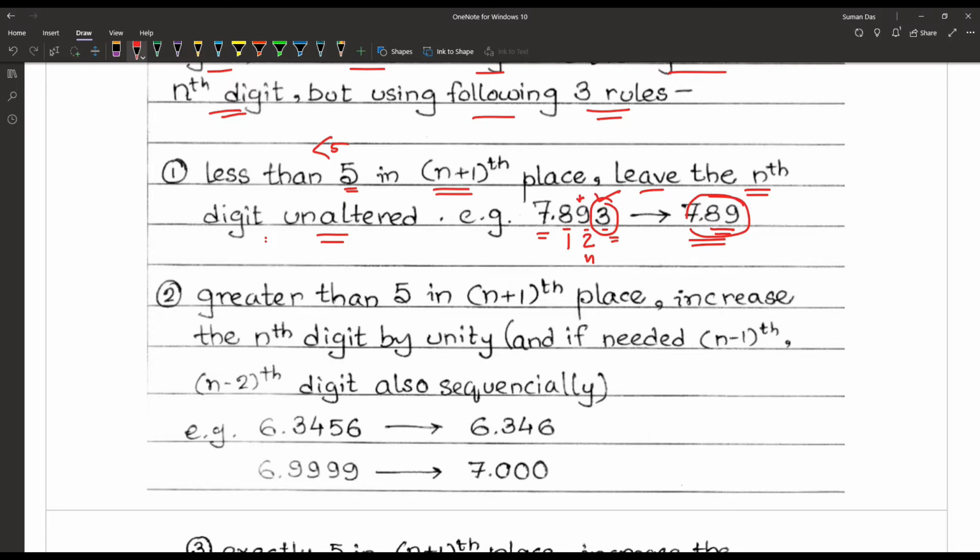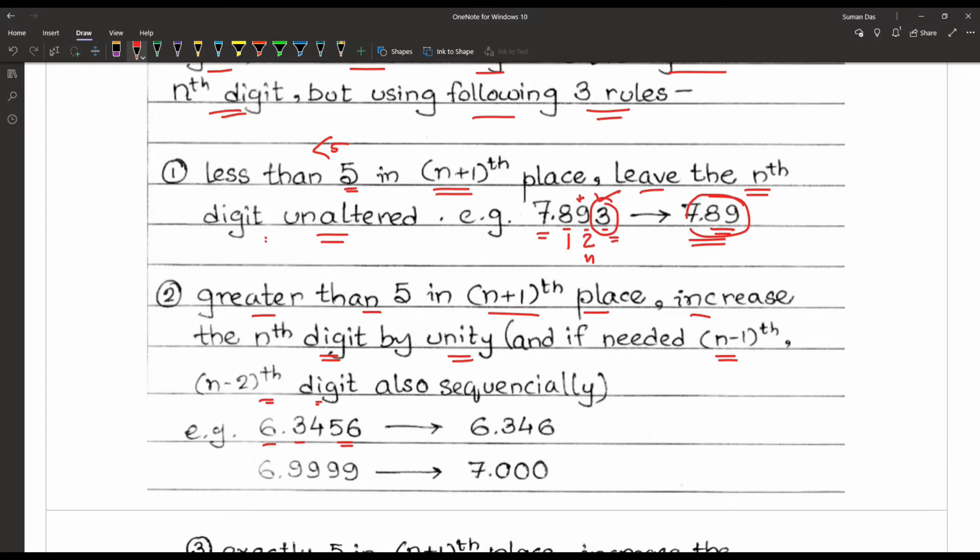Second rule: greater than 5 in the n plus 1th place. Increase the nth digit by unity, and if needed the n minus 1 place also, the n minus 2th place also, and that is sequentially.